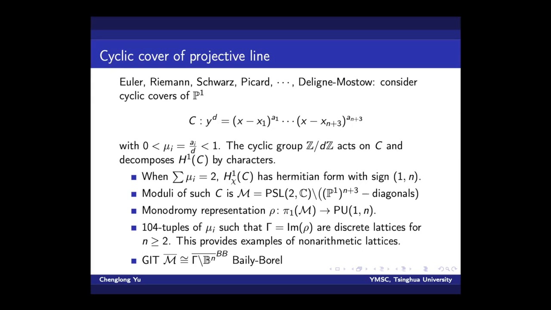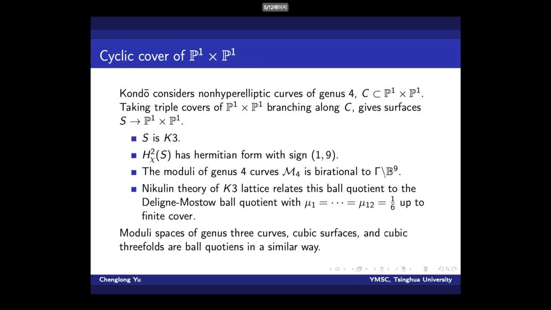So after quotient by this discrete lattice, they can also prove that the GIT compactification of this moduli is isomorphic to the Baily-Borel compactification on the side of the locally Hermitian symmetric space. So that's the case when we study cyclic covers of the projective line, and classically the study of the monodromy of some special functions. And if you go to higher dimension, Kondo has this example.